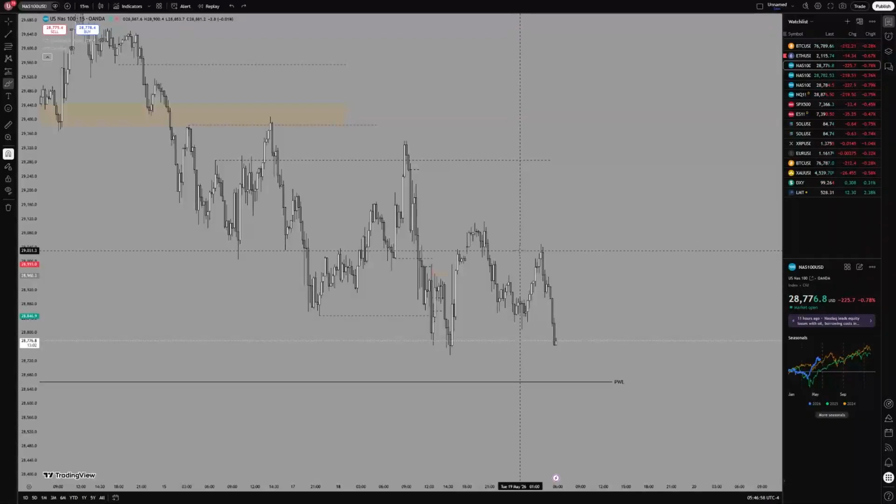You just don't want to trade the close though. That's the only thing you have to be careful about. You do not want to be trading the close.